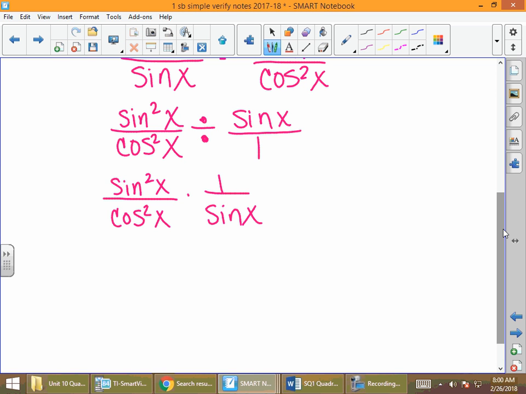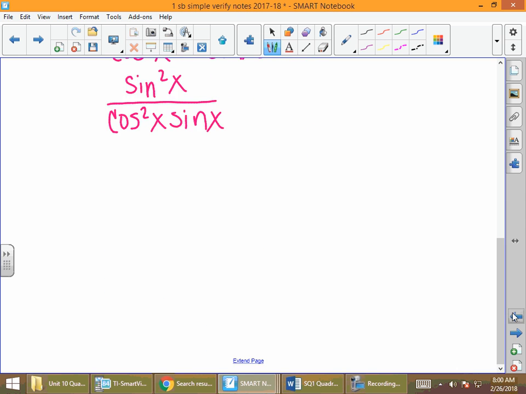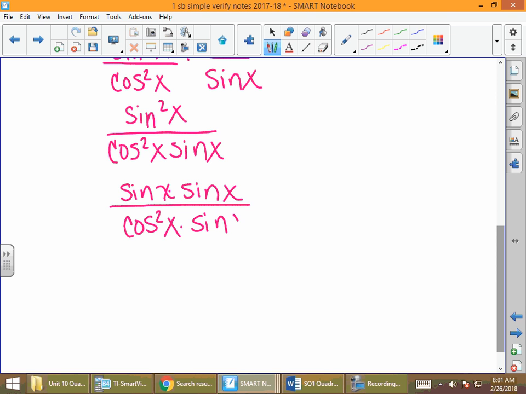And remember, when we multiply these, we multiply the tops together and the bottoms together. So we end up with sine squared x times 1, and then we've got cosine squared x sine of x. And we're still trying to turn it into the value on the other side that I didn't write down, the sine of x divided by cosine squared of x. I think we're getting closer here. And what might help you once again is, what does squared mean? Well, squared means times itself. So sine x times sine of x. And now we've got cosine squared of x times sine of x.